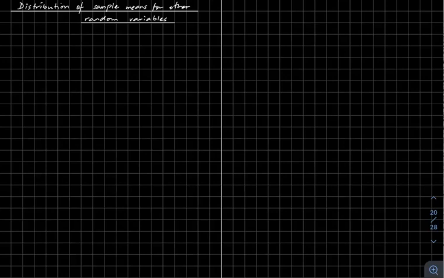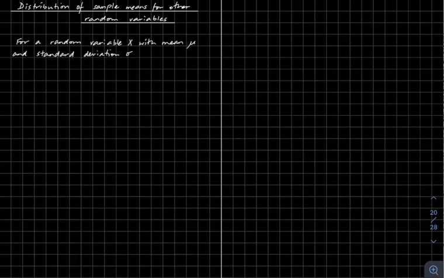In this video we're going to consider the distribution of sample means for random variables which aren't themselves normally distributed. So far we've said that if the original variable is normally distributed and we consider the means of samples taken from that, then we'd expect the distribution of those means to also be normally distributed. So let me start with a statement and then I'll try and explain what I mean by that.